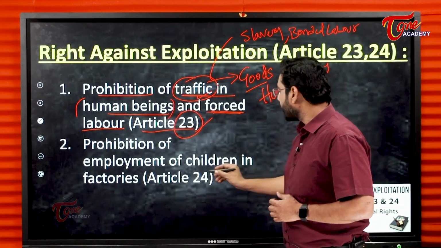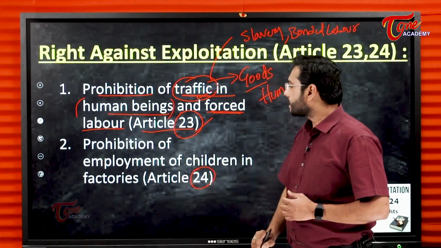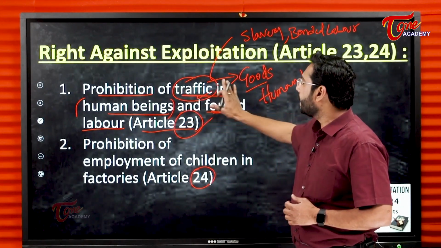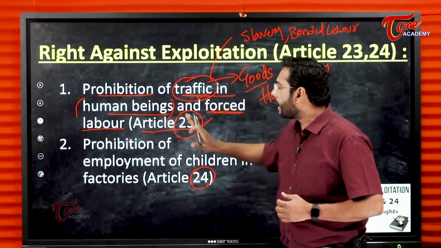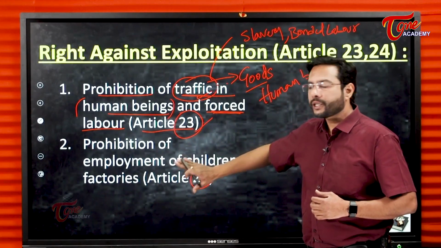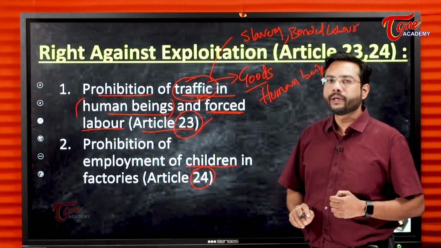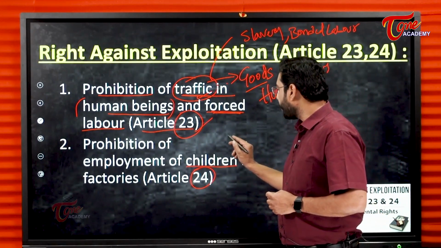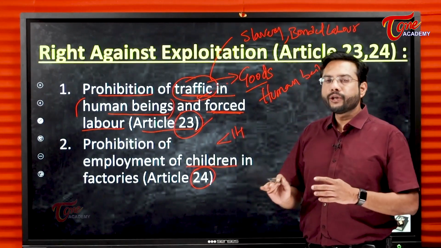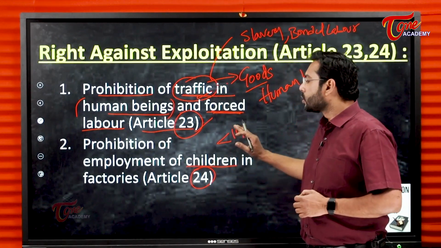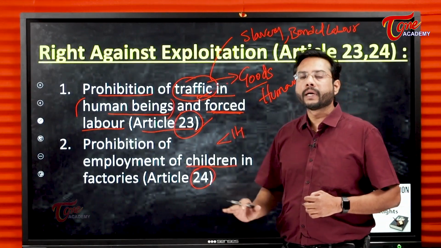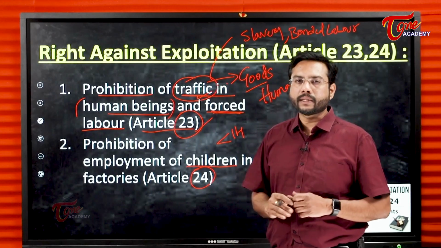Second, Article 24 says, so here we say traffic in human beings, and this article specially talks about children. Specially talks about children under the age of 14 years. Children under the age of 14 years should not be made to work in any hazardous places.